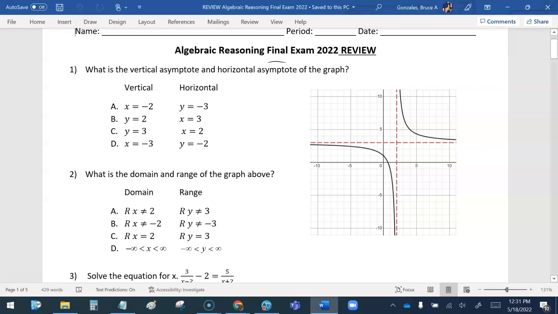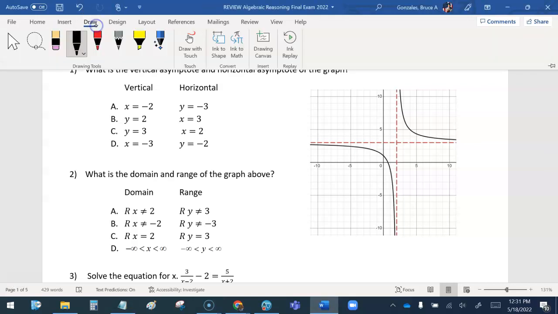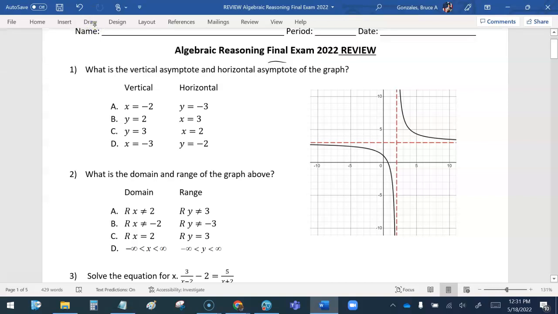All right, here's our final exam review. Cool. So what's the vertical asymptote? Now remember, the vertical asymptote is this up and down vertical line right here. And vertical lines are always x equals a number. And then horizontal is left to right, and horizontal is always y equals a number.